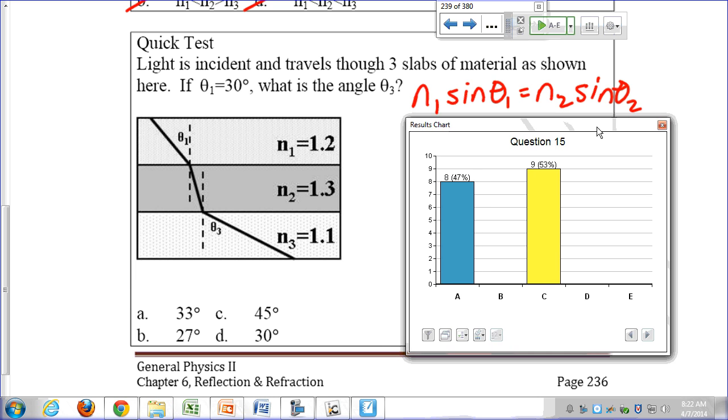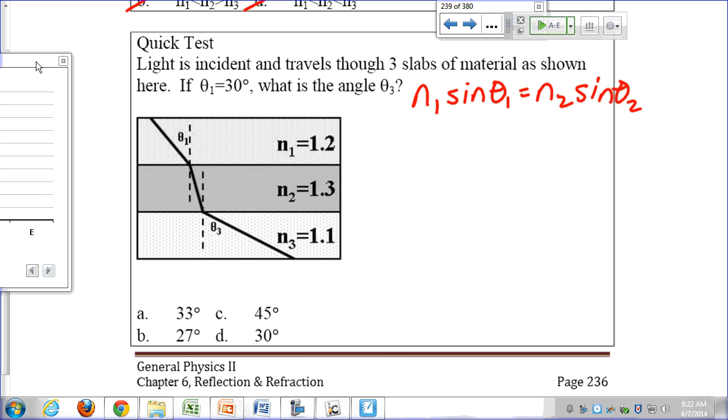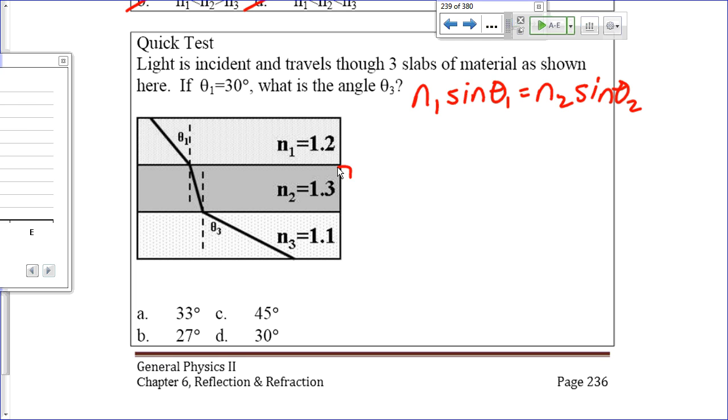Okay, we're sort of split here. Let me show you something that you can do. I know that n1 sine theta 1 is equal to n2 sine theta 2. And then I can also say the same is true for these two media. That is, n2 sine theta 2 is equal to n3 sine theta 3.